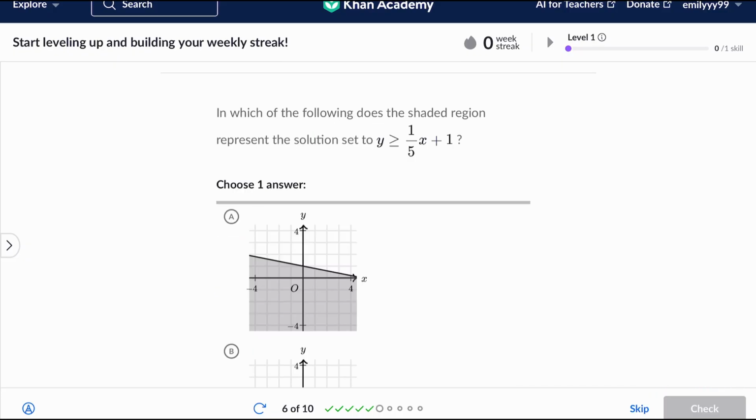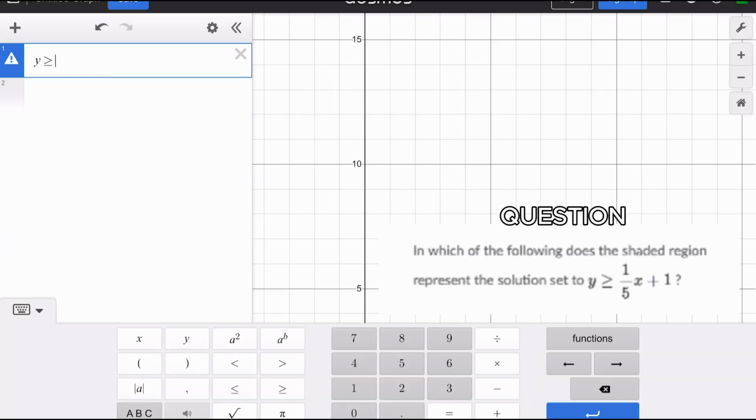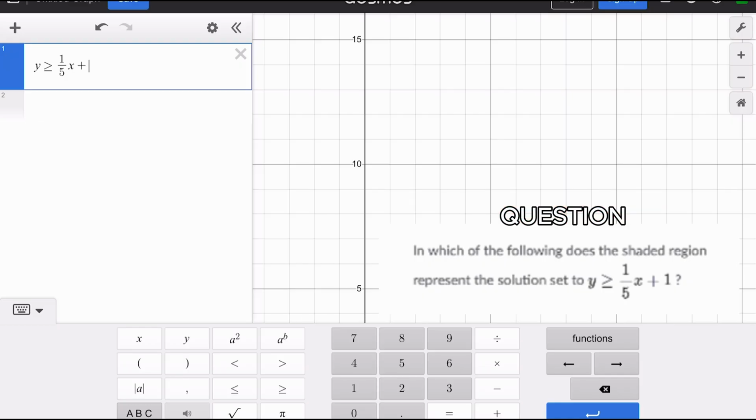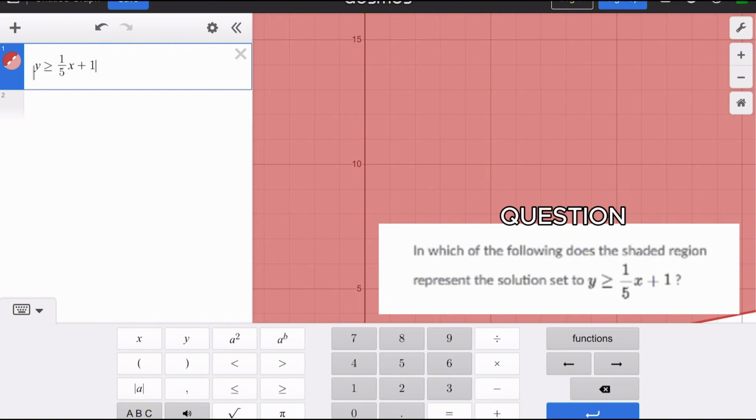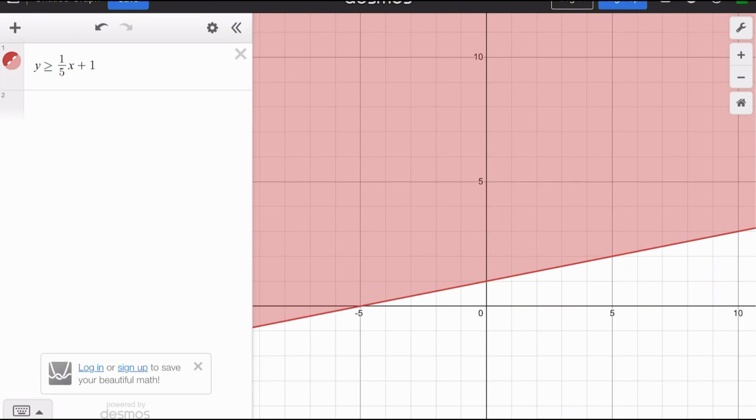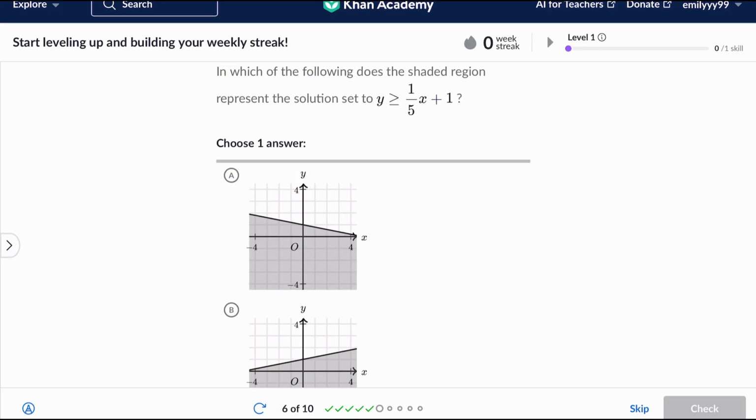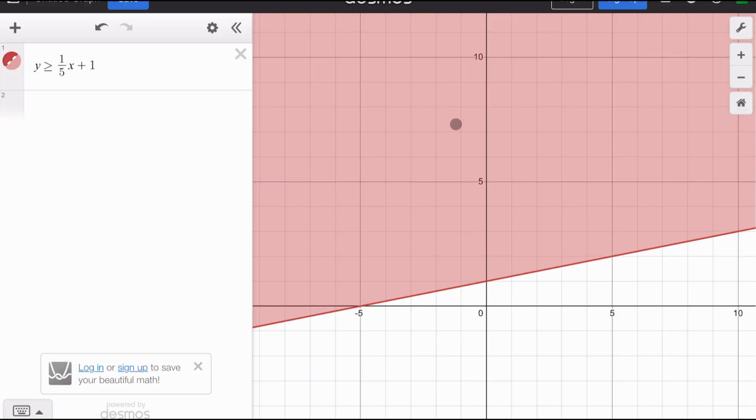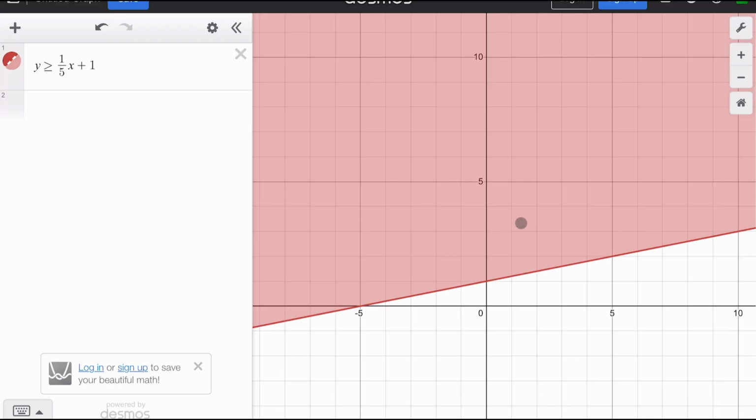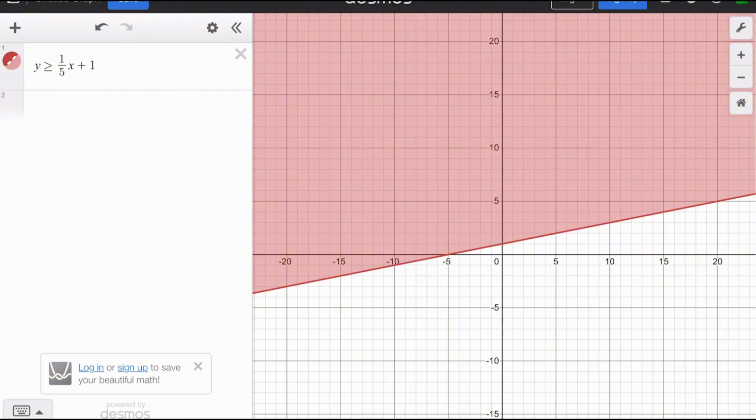Okay, so we can just put that into the calculator here. 1/5x, that's the slope, plus 1 is the y-intercept. Make sure your arrow is correct, that's the main component that tells us where it's going to be shaded. And so we see that y is going to be greater than or equal to that equation, so it's going to be above. So it's going to be D. That's where this equation matches the most, so D.